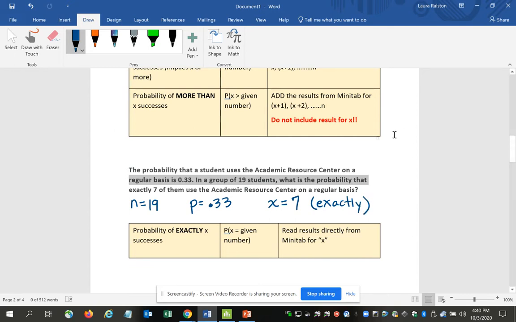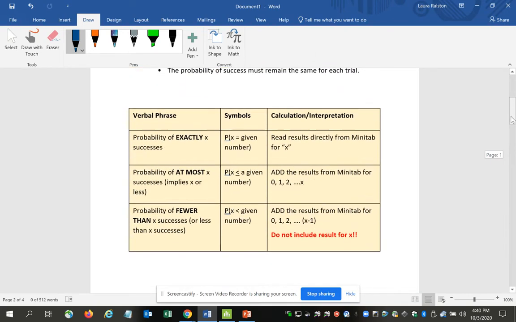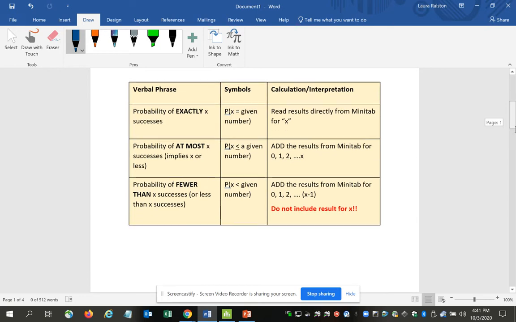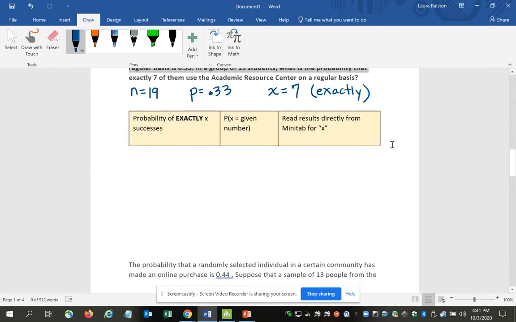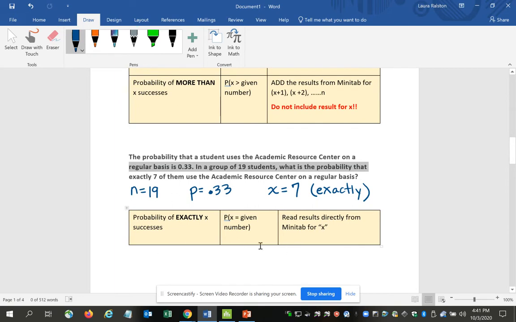Now, I went ahead and copied from the table above. If I go back up to my table and look for that keyword exactly, it tells me what to do in MINITAB. It says read results directly from MINITAB for the X value. So I copied that right below the problem, so you'll know exactly which one goes with this problem.